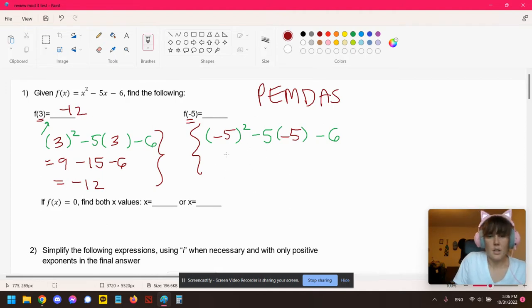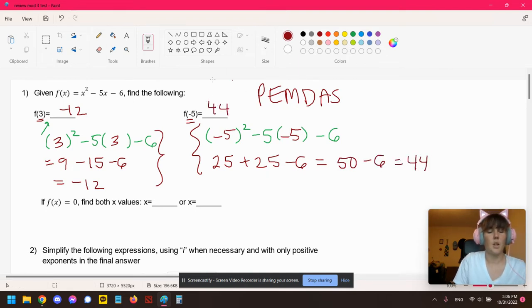Let's do it again. Negative 5 squared is positive 25. You should be careful about signs on this one. I'm definitely going to give you a negative one. Negative 5 times negative 5 is positive 25. Minus 6 stays the same. This is 25 minus 6, which gives us 19. Okay, so again, when the number is inside the function, you're plugging in that number for x.